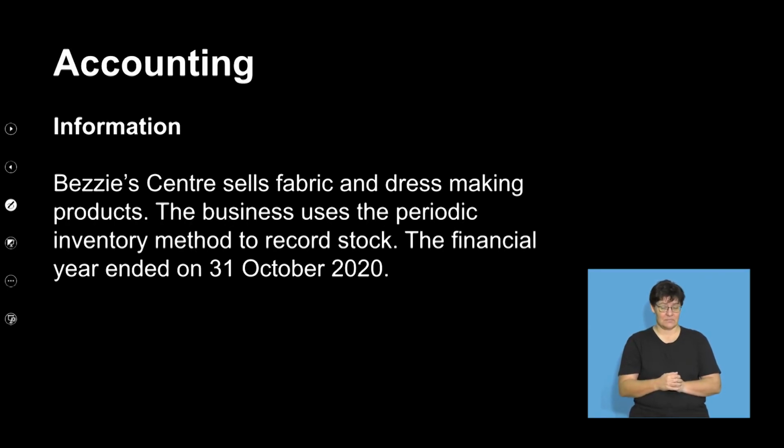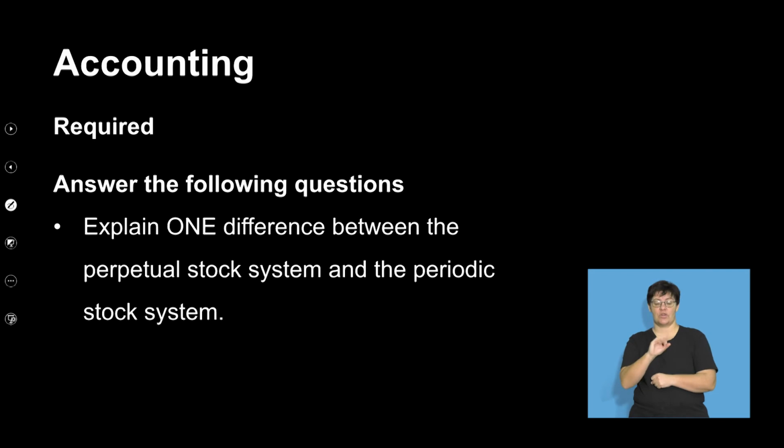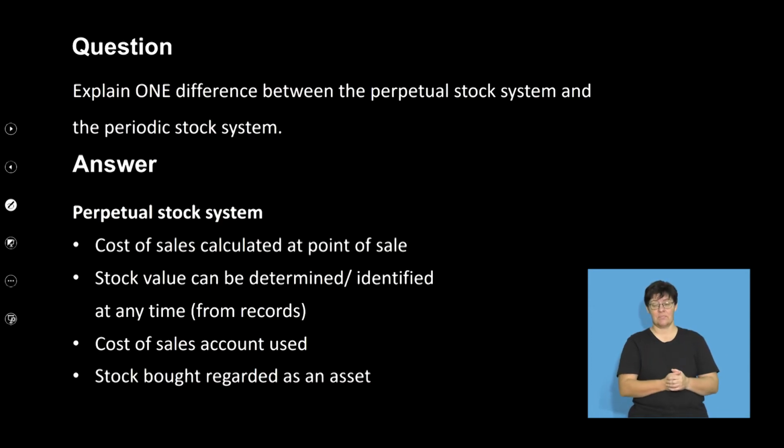Moving on, we come to Bezi's Center, which sells fabric and dressmaking products and uses the periodic inventory system. The financial year end is the 31st of October. Our question is, explain one difference between the perpetual stock system and the periodic system. So we're explaining one difference between what? Perpetual and periodic. Here we go. What's the answer?